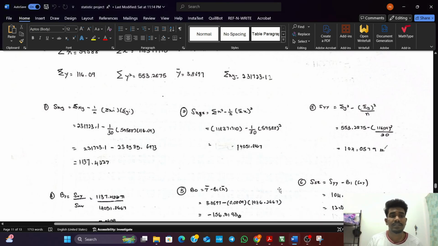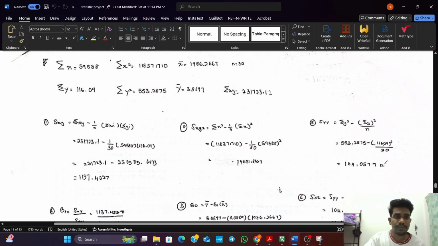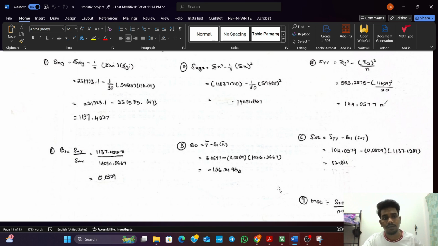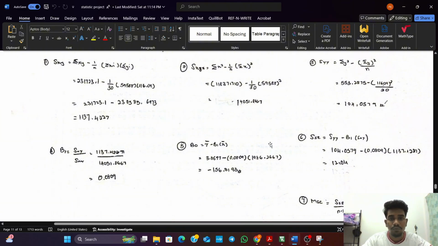Okay, for the manual calculation, first we have to identify all the summation values. For step one, we find SXY. For this, we use summation XY minus 1 over n multiplied with summation xi summation yi. So for this, the value is 1137.4227.